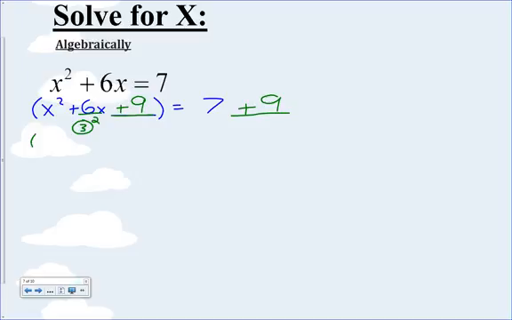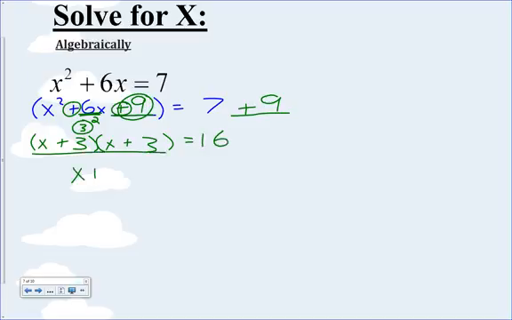Now we're going to factor this. X. This is positive, so 2 of these. Factors of 9 that add up to 6. Well, guess what? They have to be the square root of 9, or this isn't going to work. 3 and 3. So we're going to rewrite that over here. I guess we have 7 plus 9 is 16. We're going to rewrite this as x plus 3 squared.